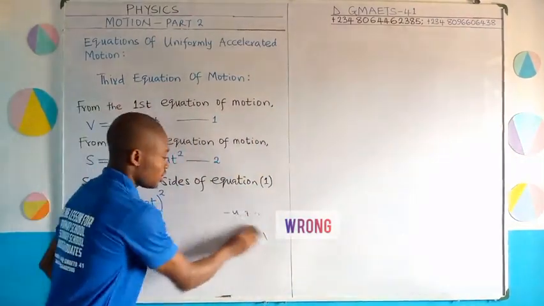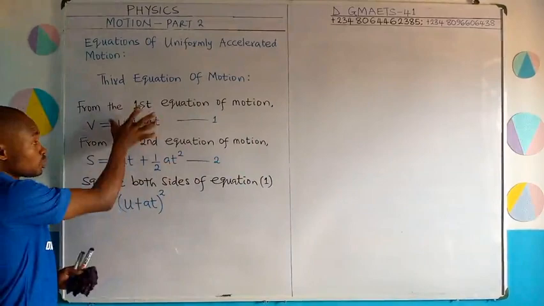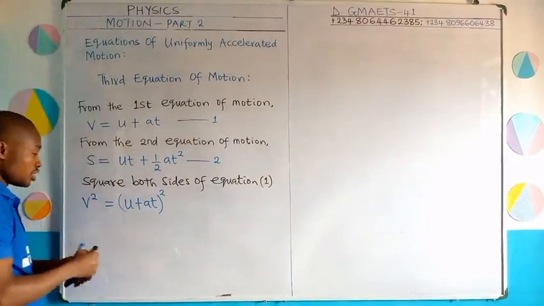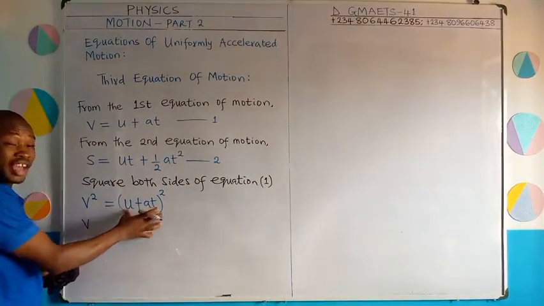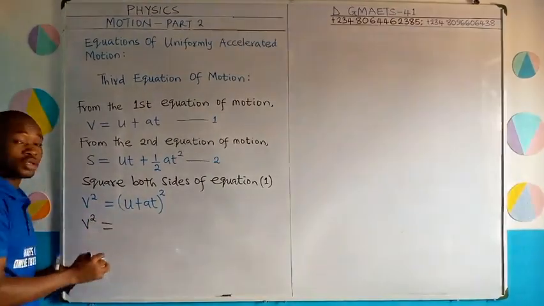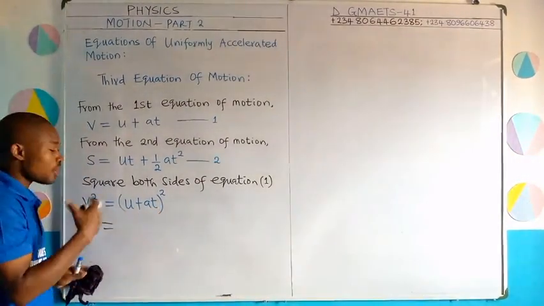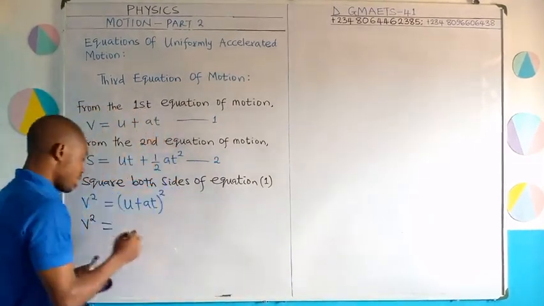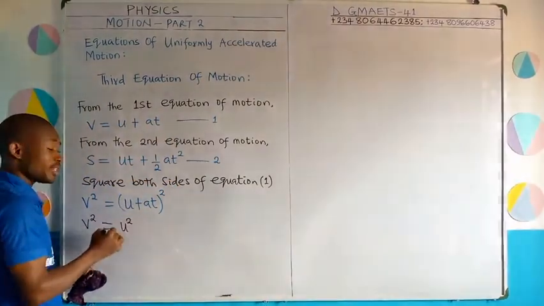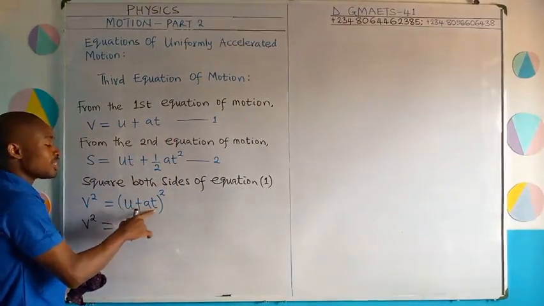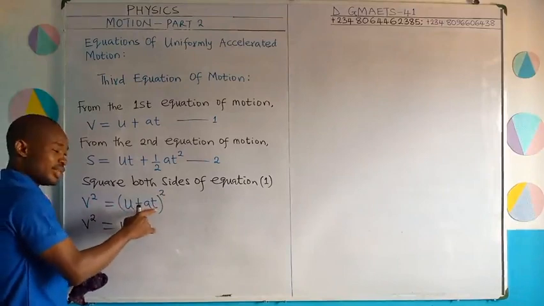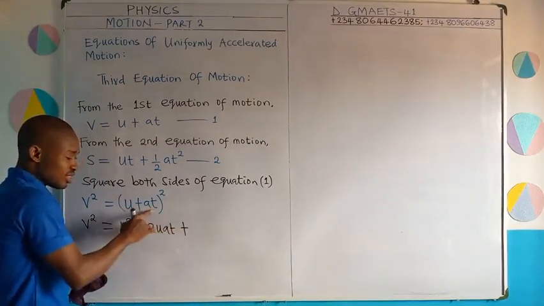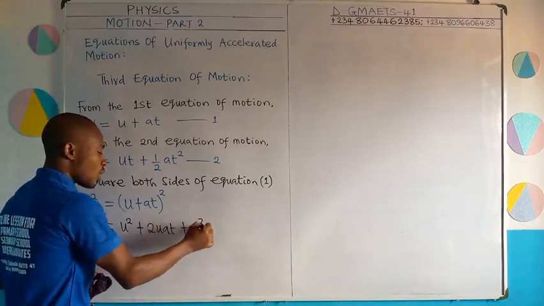So, this is not correct. Let us see how we expand this. I've shown you, you need to put all the right hand side in bracket and then you square it, being that you have plus here. So, this is going to give us v squared. I'm expanding now. I'm going to expand the right hand side. V squared equal to, in expanding the right hand side, what will I do? I'm going to use the knowledge of binomial expansion in mathematics. It's going to be u squared, then u times a times t times 2, which will give us plus 2uat, and then plus this term at squared, which will give us a squared t squared.